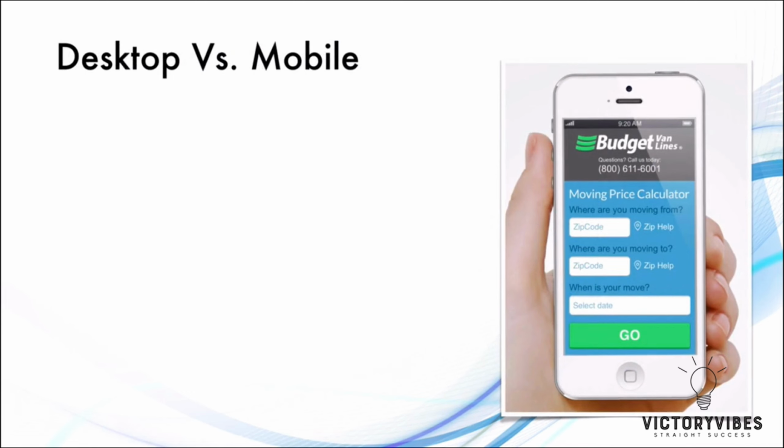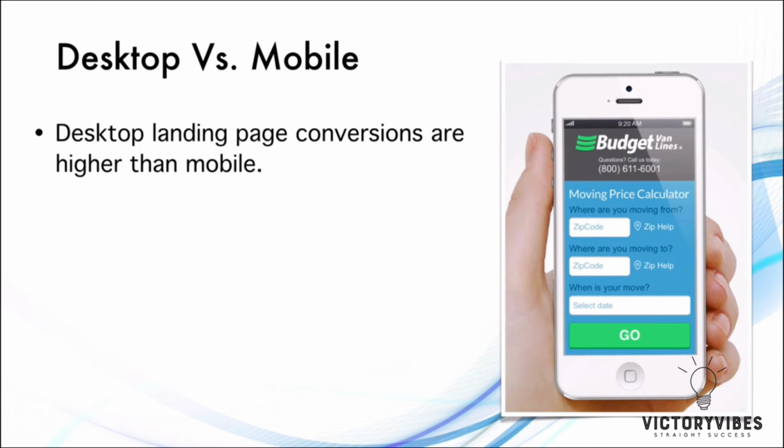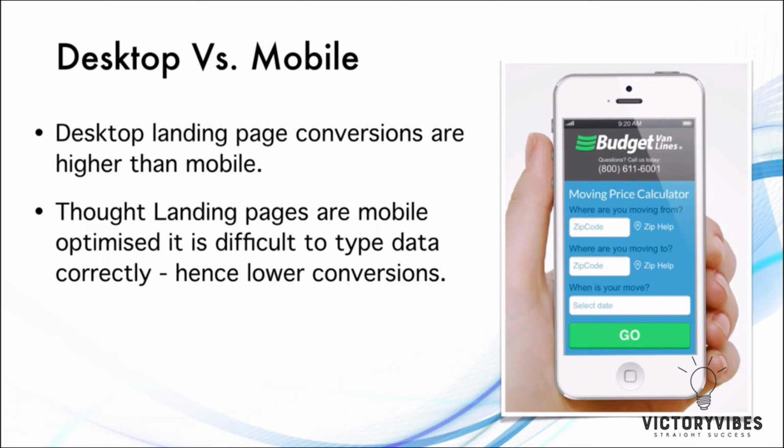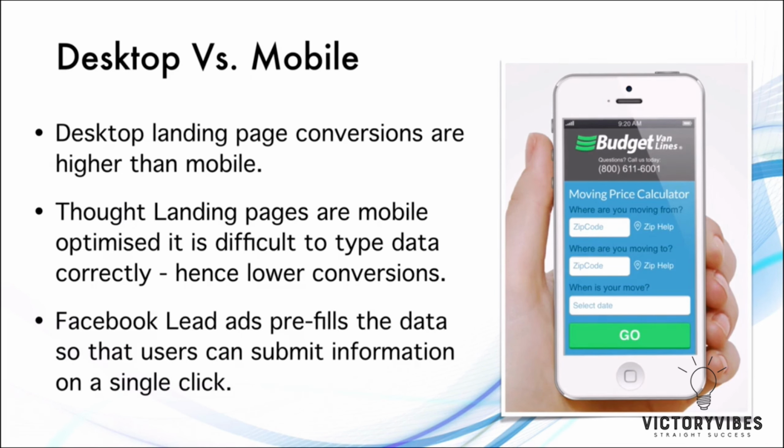When you look at desktop versus mobile ways of generating leads with landing pages, usually on desktop it is easier to type because people are using a keyboard on a desktop or laptop. But on mobile, it will look like this, where there is some information to be entered on a phone, and it's usually very difficult to enter that information. So generally, desktop landing page conversions are higher than mobile. Though landing pages are mobile optimized, it is difficult to type data correctly, and hence there will be a lot of low conversions. So Facebook lead ads pre-fill the data so that the user can submit information in a single click.